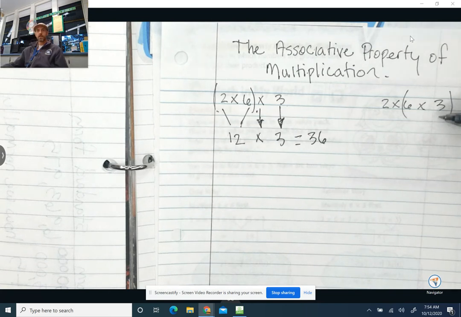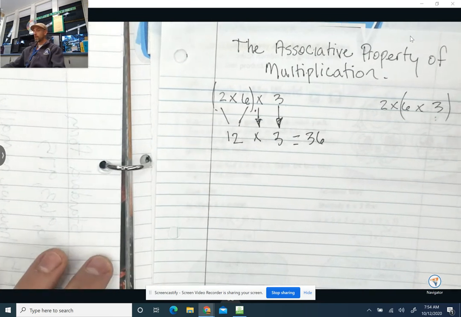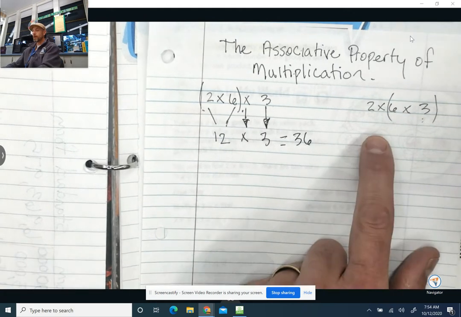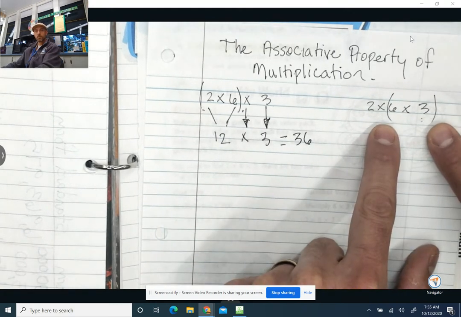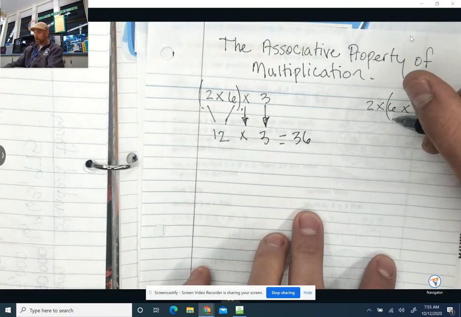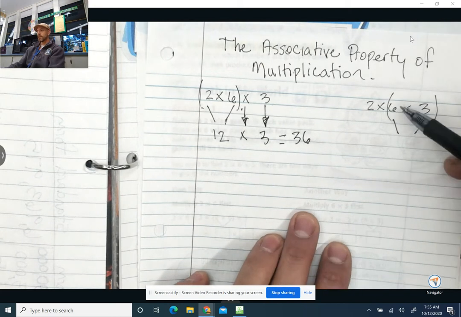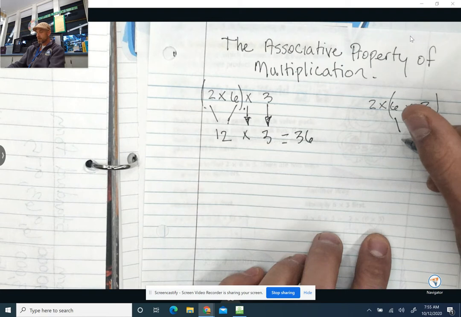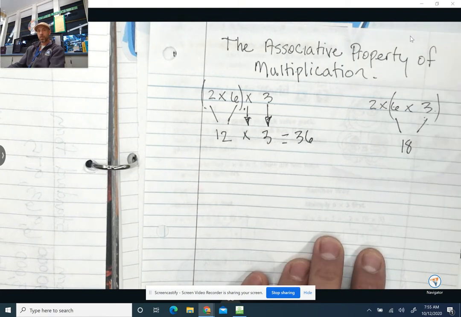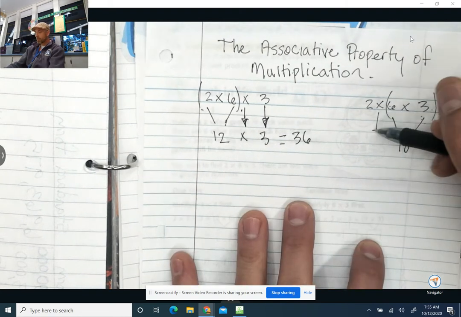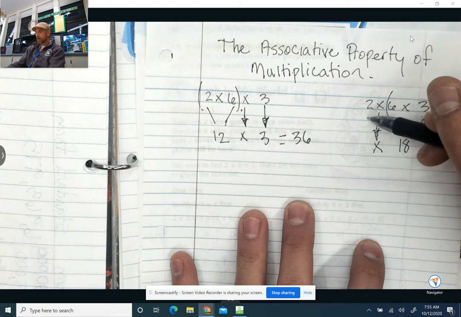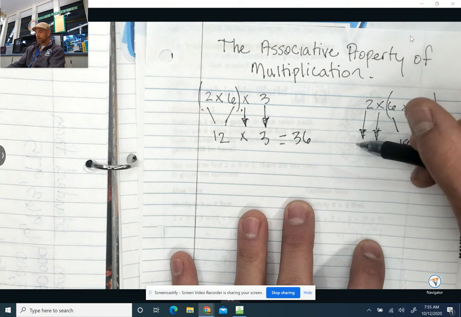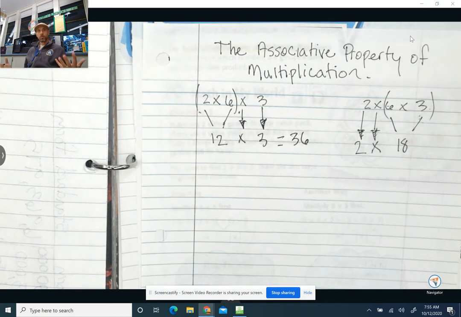And now we can see from the perspective of multiplying 6 times 3 first. Same thing. You can draw your caret. Just letting you know, the answer to 6 times 3 is going to come down here. 6 times 3 is 18. And then you got to bring down what you got left over. Multiplication symbol and your 2. Now what you're left with is 2 times 18.